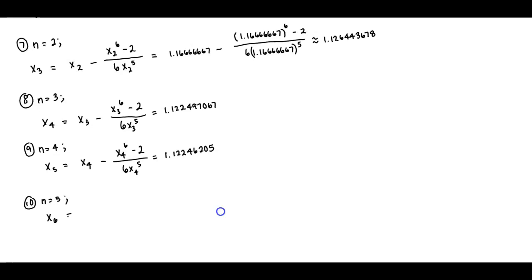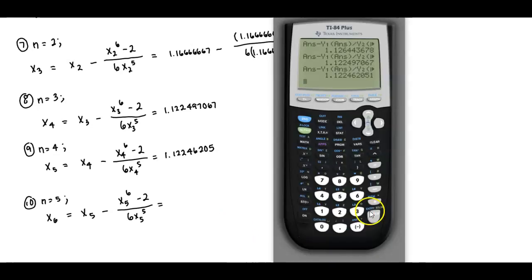So we get x6, which is equal to x5 minus (x5 to the 6th minus 2) over 6 times x5 to the 5th power. Okay, now let's see what happens here. So again, second answer minus vars. We go to y1, and then put in parentheses, second answer, and then divided by vars, and we're going to go to y2, put in parentheses as our input, second answer, and then hit enter.